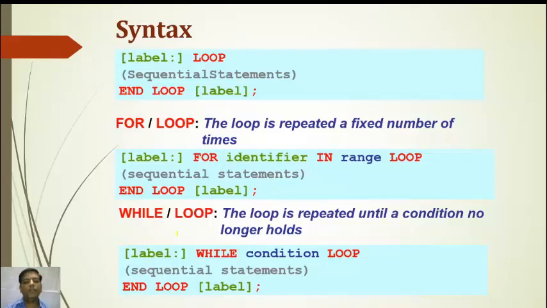Sometimes a while loop is used. The loop is repeated until a condition no longer holds. Label, colon, while condition loop, sequential statement, end loop, label, semicolon. Here we have the simple loop, then the for loop, then the while loop. In the for loop we have to define the range. In the while loop it must be repeated until a condition.